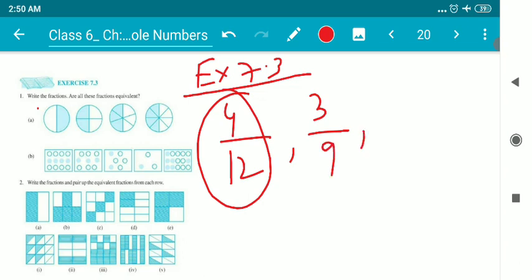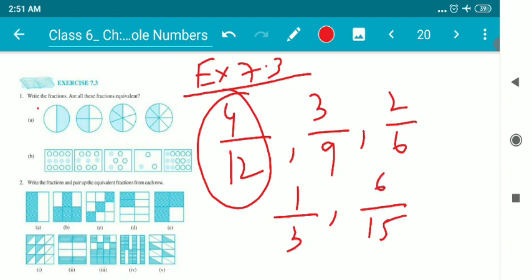Okay. Next one, there are 1, 2, 3, 4, 5, 6. Out of 6, 2 circles are shaded. Okay. Next one is out of 3, 1 is shaded. It's 1 by 3. Next one is out of 1, 2, 3, 4, 5. 3 5s are 15. Out of 15 circles, 1, 2, 3, 4, 5, 6 circles are shaded.